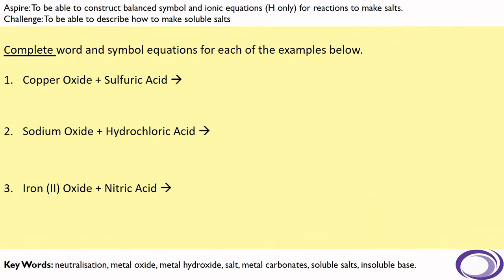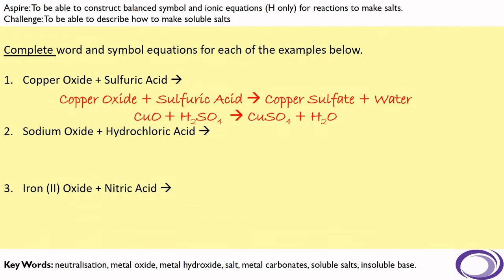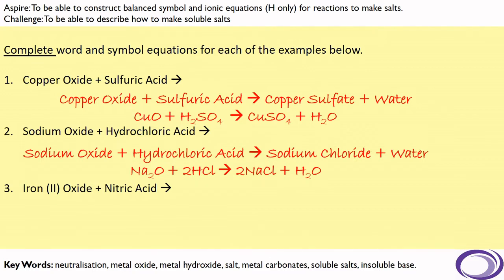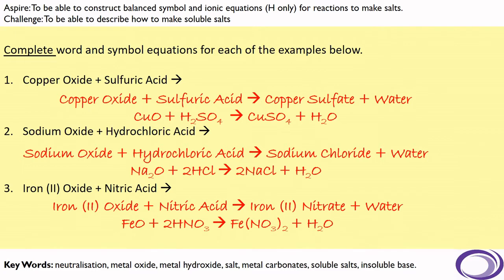So, copper oxide plus sulfuric acid would make copper sulfate and water. I've placed the symbol equation on the screen for you to check if you attempted it. Sodium oxide and hydrochloric acid would make sodium chloride and water, and again the equation is on the screen. Iron 2 oxide and nitric acid would make iron 2 nitrate and water. The reason we have the 2 in there is because iron is a transition metal, so it can form ions of different charges. I've also placed the symbol equation on the screen for you to check yours with.